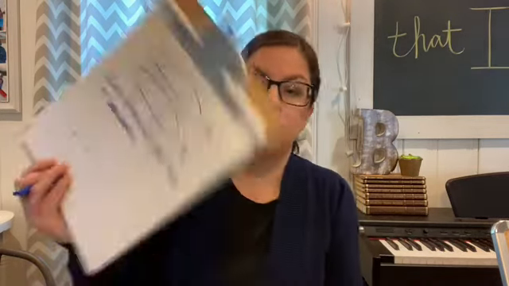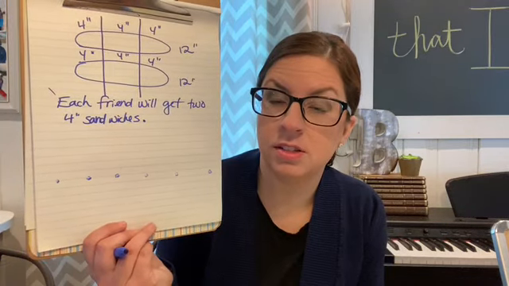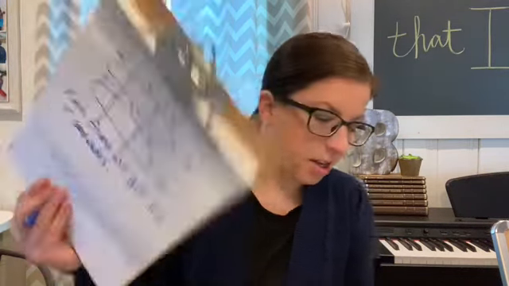Because you can't divide a 12-inch into 2 8-inches. You could do an 8-inch piece for one friend, and then an 8-inch piece for another friend, and then 2 4-inches for the third friend, but it asks you to do it equally, okay? So each friend will get 2 4-inch sandwiches, all right? Okay, so drawing a picture makes it easier to understand.